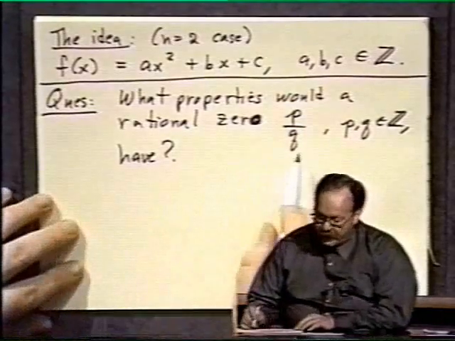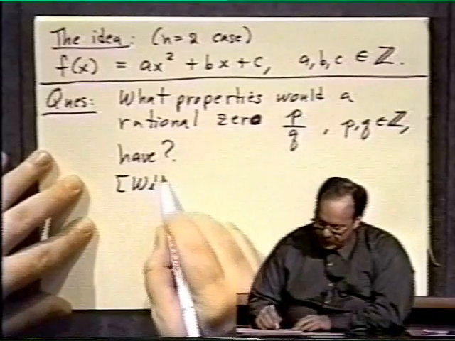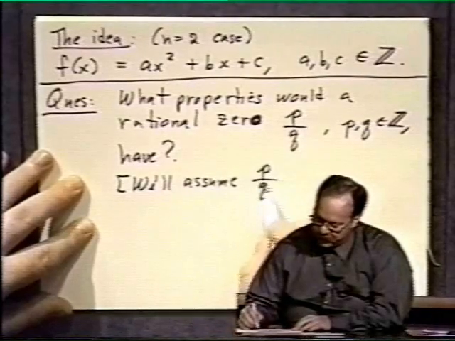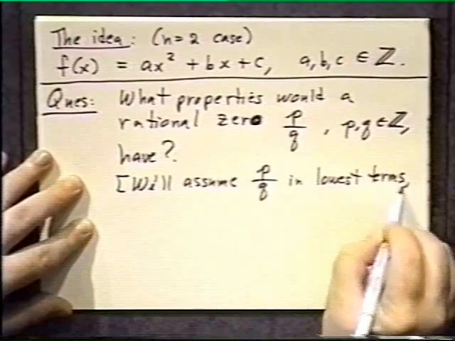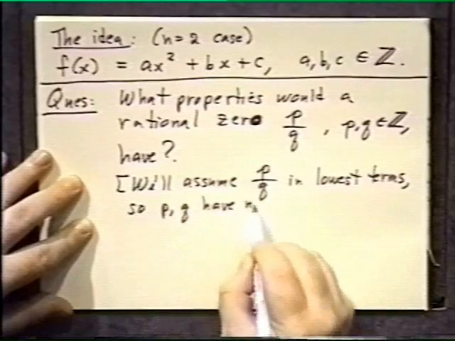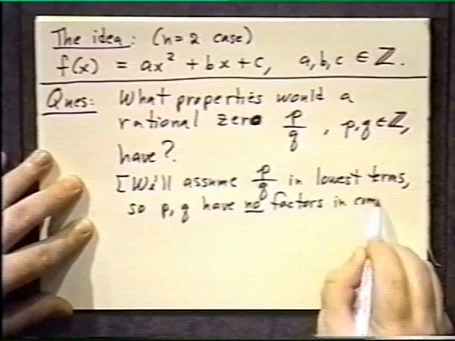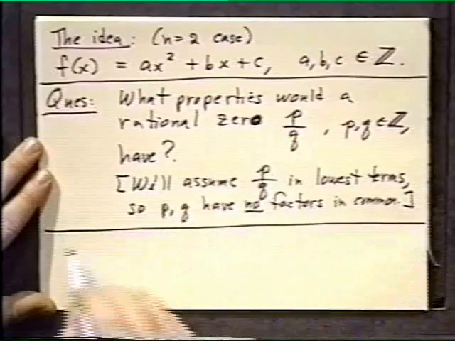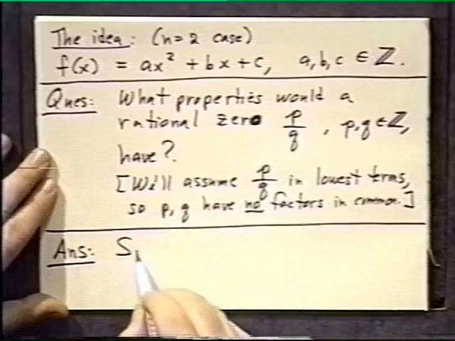Now, we will assume, for the purposes of keeping things clean, right from the start that we're only looking at p over q in lowest terms. That is to say, p and q have no factors in common. So we're dealing with the simplest possible version of the zero. Okay, well, the answer is the main property can be found this way.